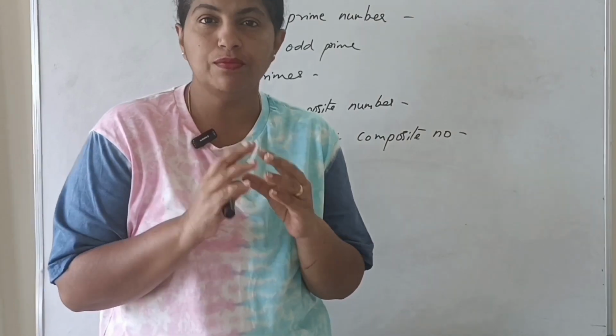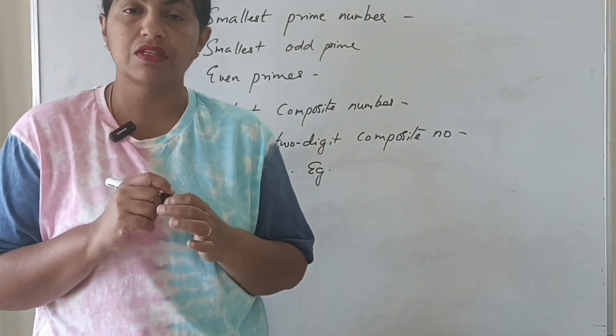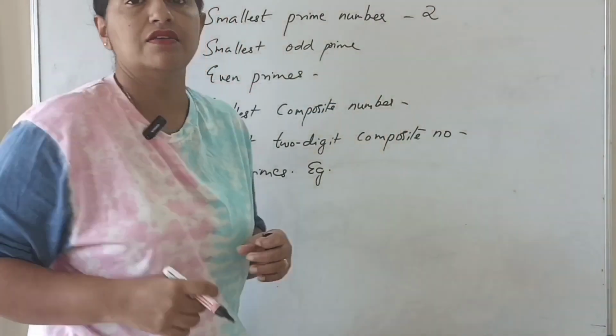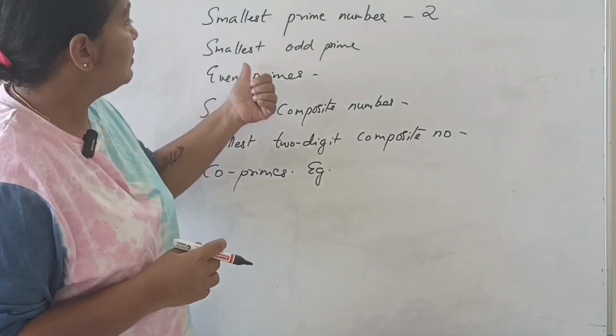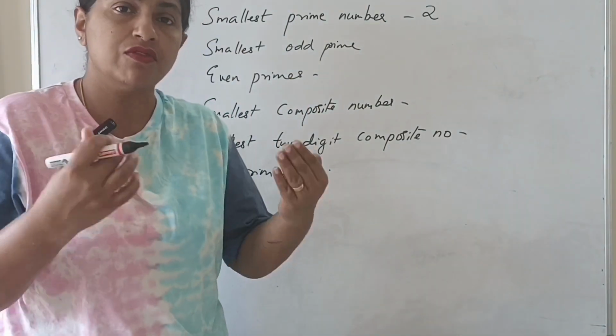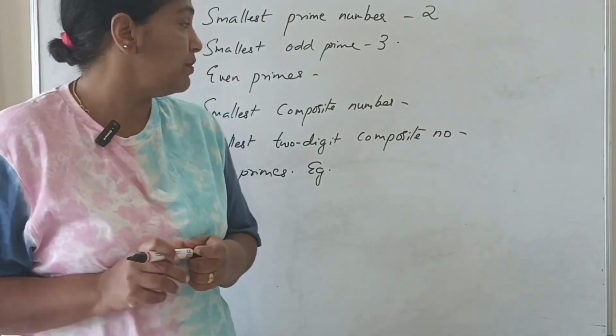Let us start with a few very basic questions. Which is the smallest prime number? The smallest prime number is 2, because 0 and 1 are not considered to be prime numbers. Which is the smallest odd prime number? 2 is an even prime number, so the next number, which is 3, is the smallest odd prime number.